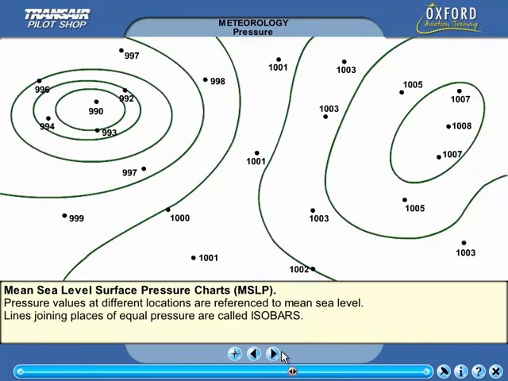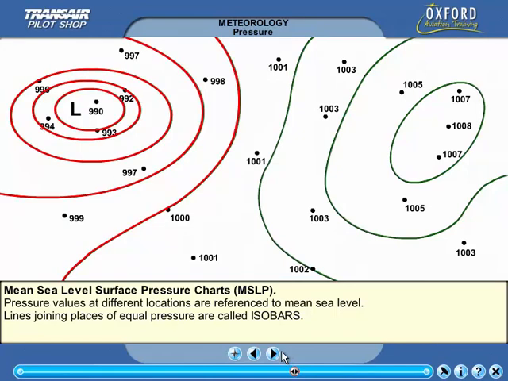If we now draw a line connecting all the areas with the same pressure, we end up with a pattern of lines over the surface. These lines are called isobars, and they join places of equal pressure. Using these pressure values, we can identify areas of low and high atmospheric pressure.